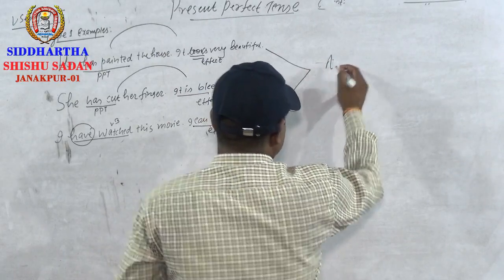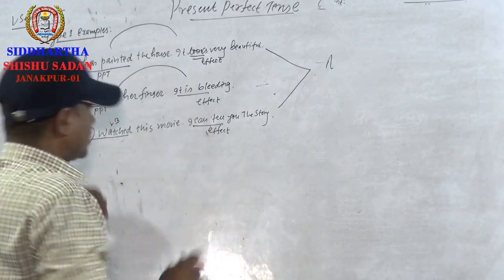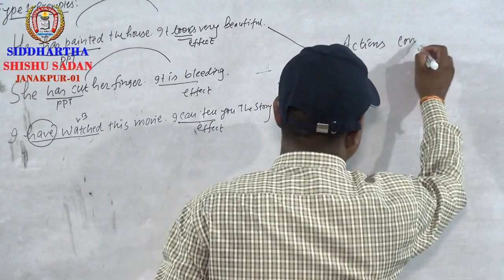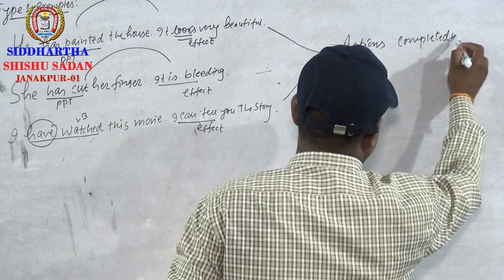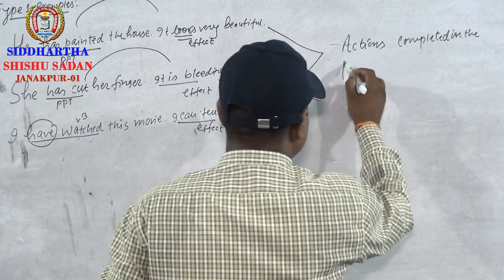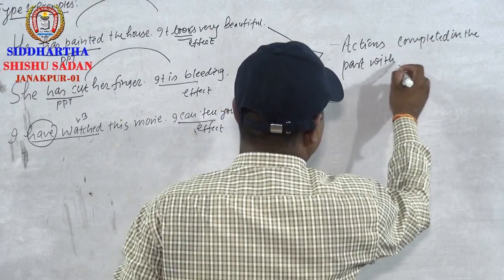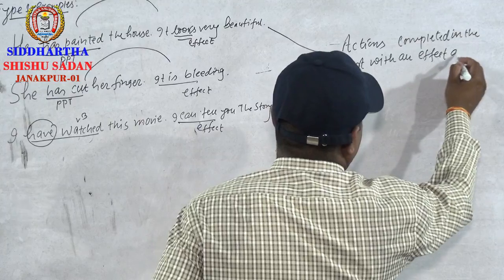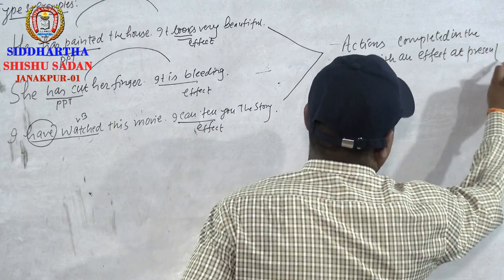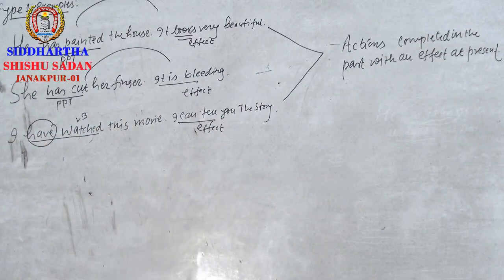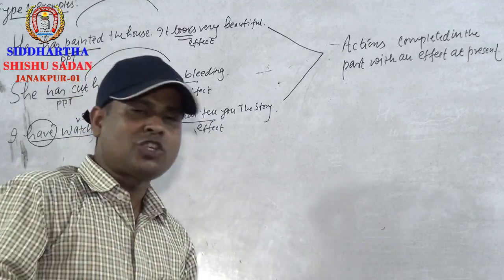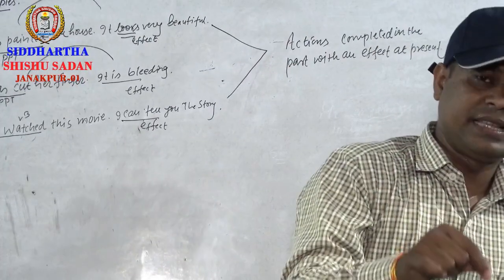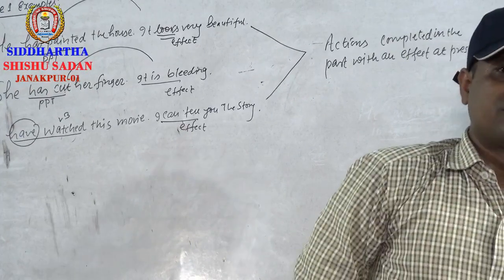Just a conclusion. What? Present perfect tense is used with the actions completed in the past, with an effect at present. This is the conclusion you have drawn from here, and this is for your generalization. With all sorts of works completed in the past, but if their effect is at present, then with such actions, present perfect tense is used.